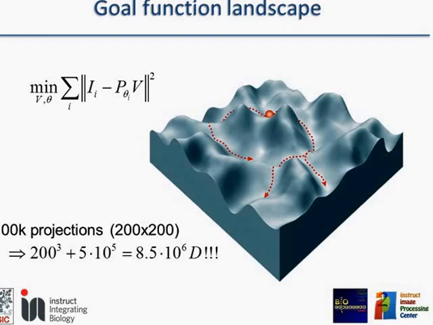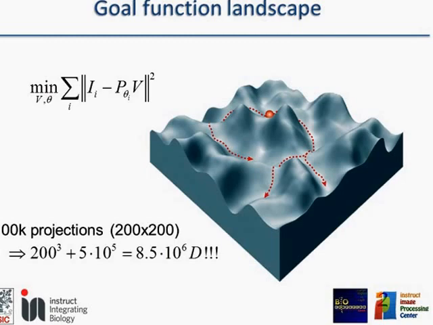Those are the variables defining this goal function. The other parameters that you have to optimize for are these theta. Theta are the angles and the shifts of each one of your experimental images. So let's say you have 100,000 projections, so you would have 5 parameters per projection, so 3 angles and 2 shifts, and you would have 500,000 variables to optimize. So overall, you have about 8 million parameters to optimize.